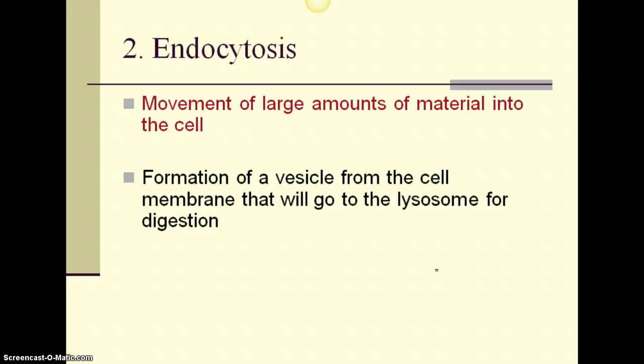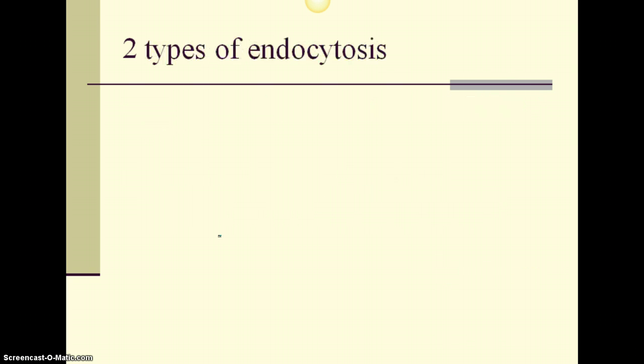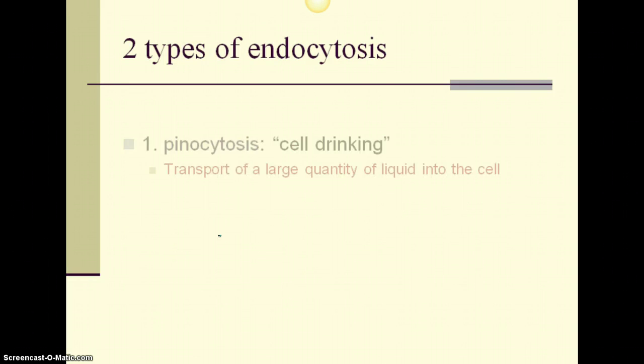So endocytosis is large, big pieces of material, and they go into the cell. And so what will happen is a vesicle will be formed, or a pocket will be formed, to take whatever large materials it is, and it will move it into the cell. And usually it's coming into the cell to be digested. So it's moving into the cell to the lysosome in order to be digested or kind of recycled. It does use ATP.